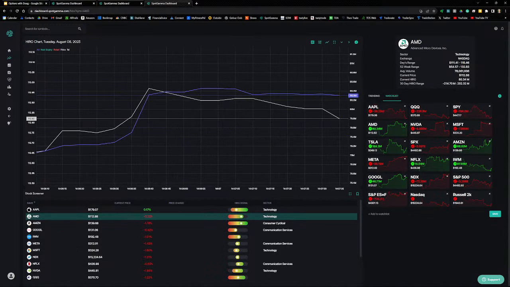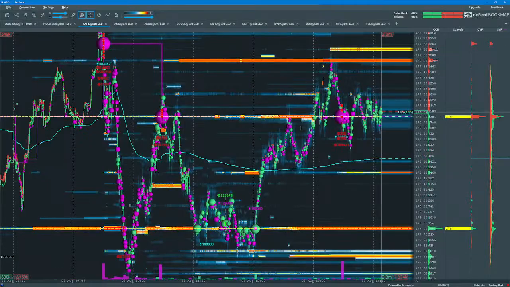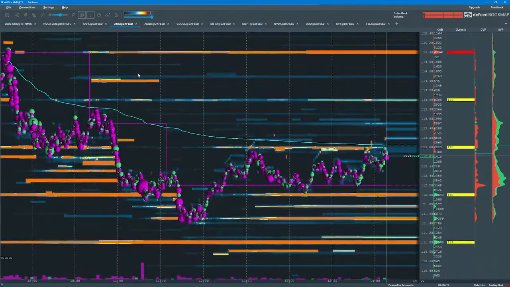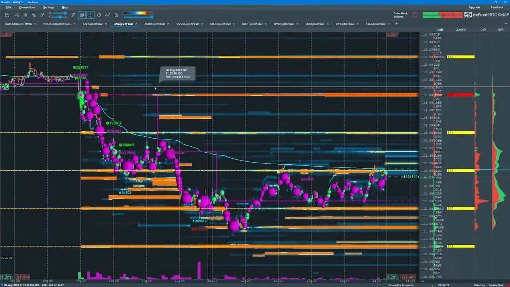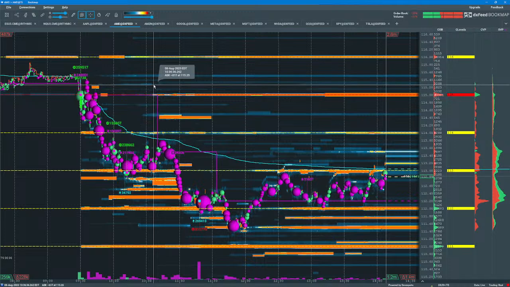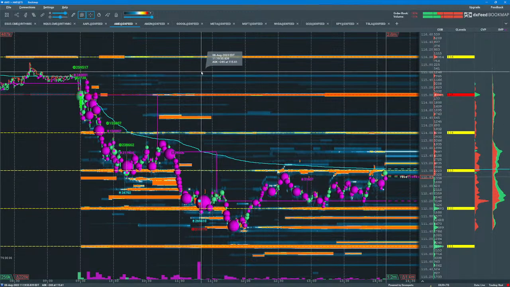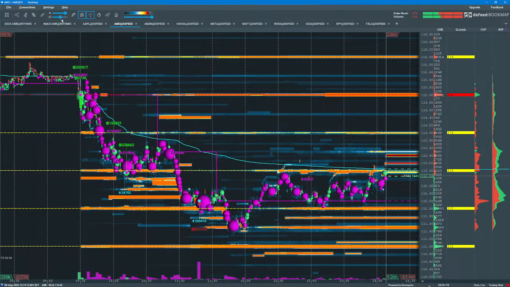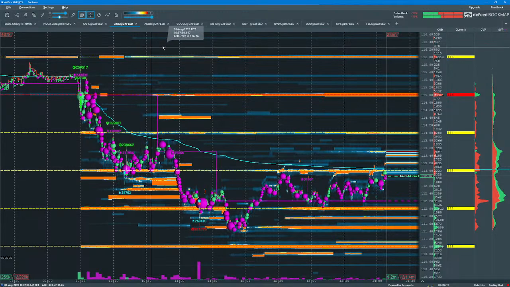We'll take a quick look at Bookmap. So really that had no impact on AMD today. So overall still pretty negative, bearish order flow here for AMD.